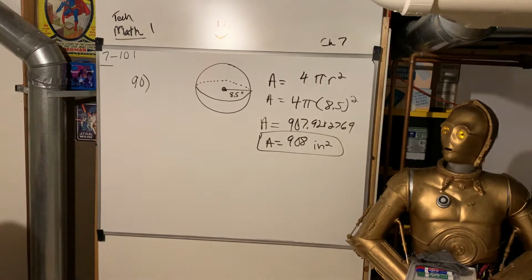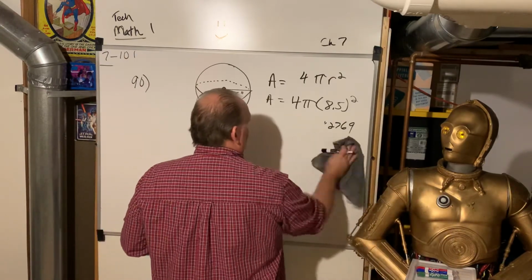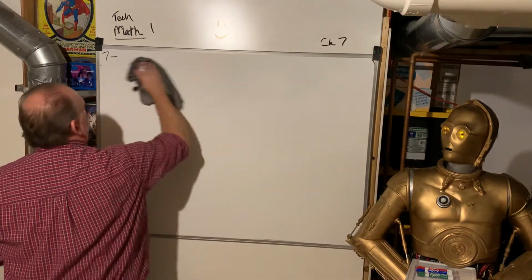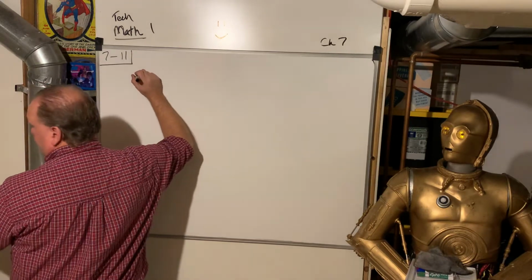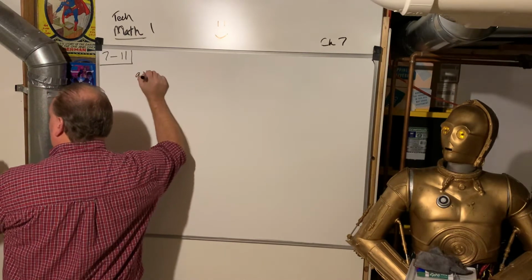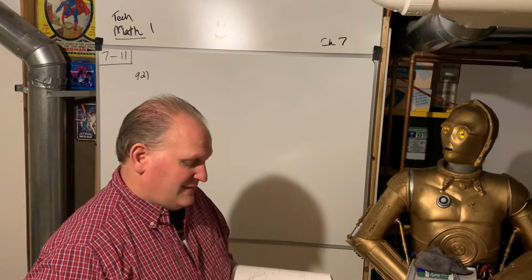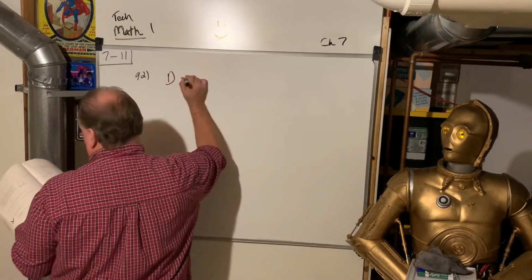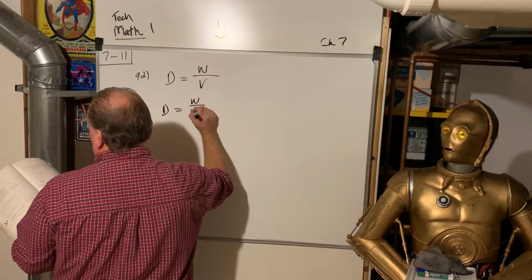All right. Then the last one that we're going to cover is density. Density, 711, number 92, so that's in the blue book on page 319. To find density, you take weight and divide it by volume, and that will give you a density number. So density is equal to weight divided by volume. If you look at number 92, they give us a weight and a volume.